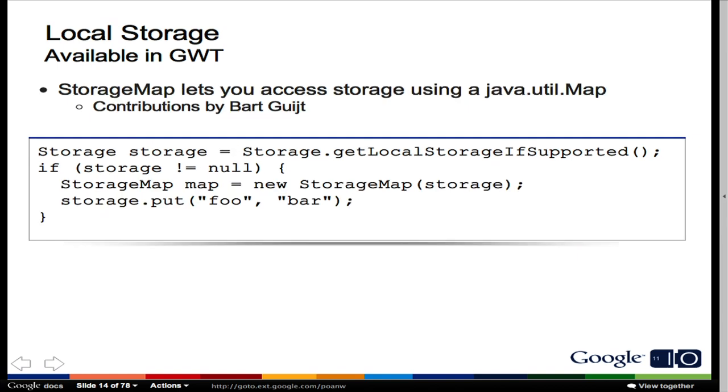OK, so key value pairs of strings, that kind of sounds like a string map. And as it turns out, GWT does provide a storage map implementation, which is a Java util map, and it's very useful if you're used to that interface.